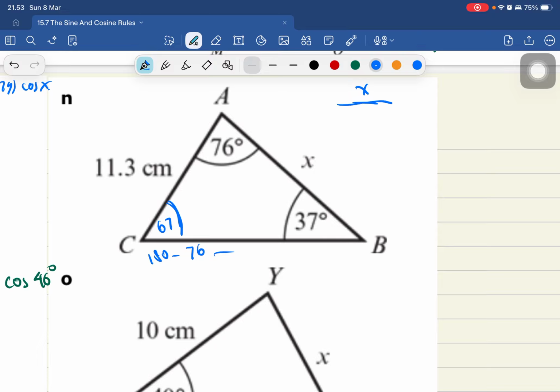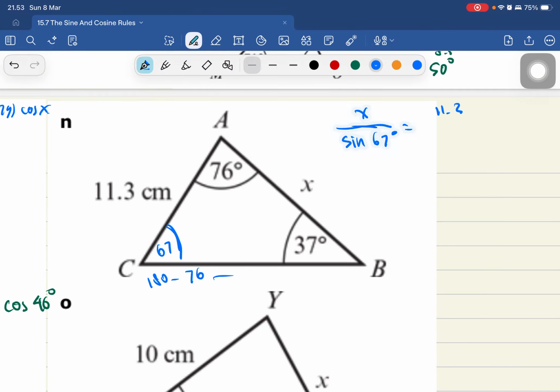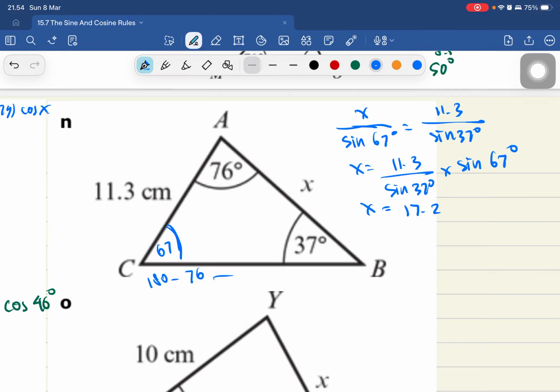So x divided by sin 67 degree equal to 11.3 divided by sin 37 degree. I have shown you step by step. So after rearranging it, we will get x equal to 11.3 over sin 37 degree, and we multiply it with the sin 67 degree. So you will get the value of x equal to 17.28 centimeter.